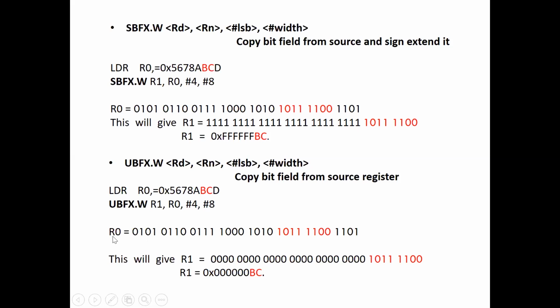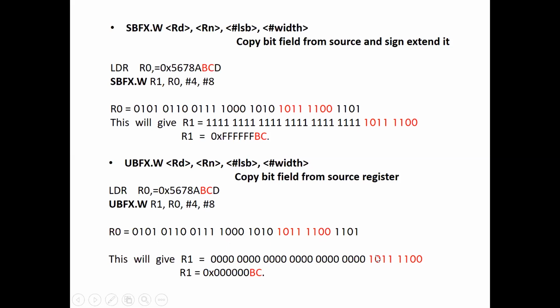So now let us see. R0 is represented in binary as 5678ABCD. Where is the fourth position? The fourth position is here. So from the fourth position, how many bits do you need to select? 8 bits you are selecting. So these 8 bits will be copied to the least significant bits of the R1 register.